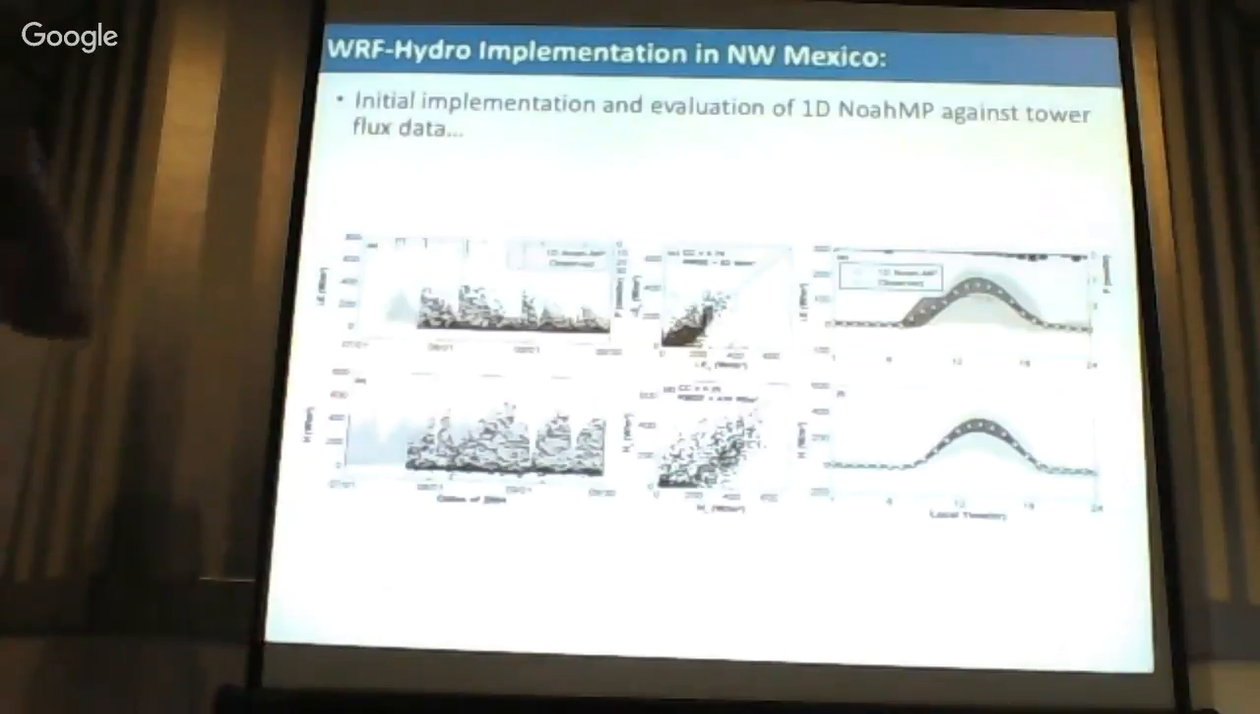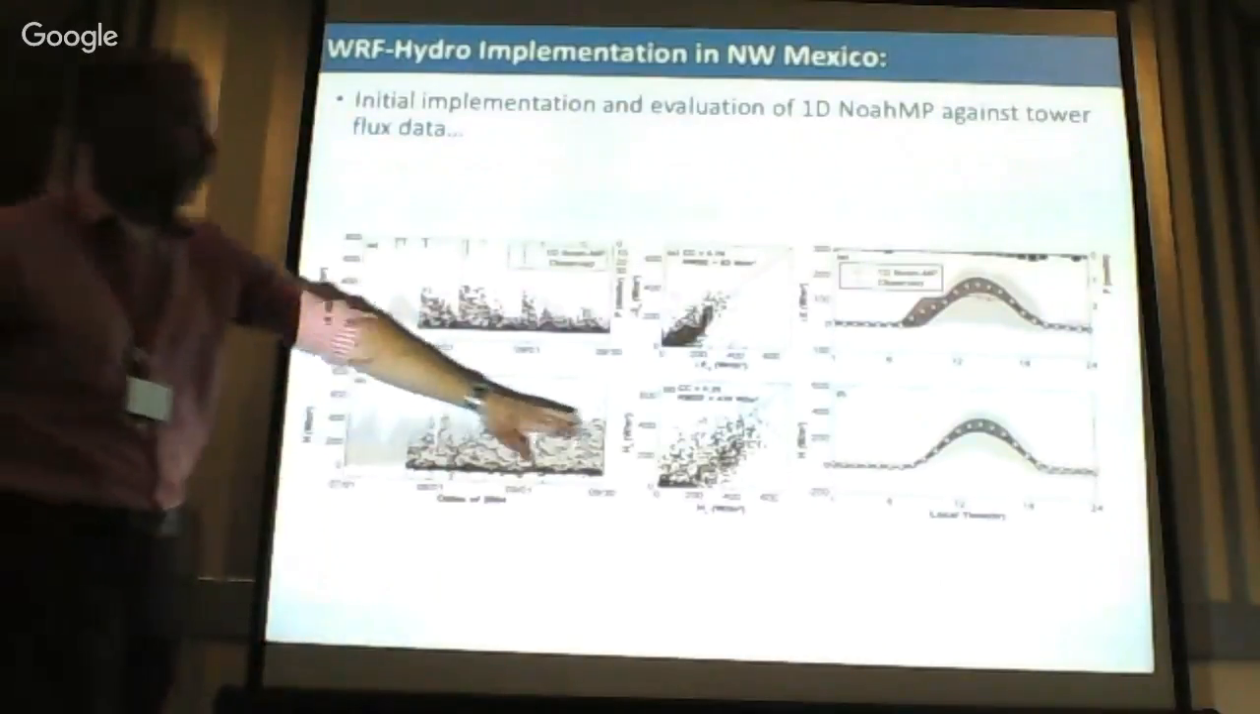What I'm showing here then is just the tower scale, one-dimensional implementation of NOAA-MP. So we're at a tower site, which is fairly flat. And we start with the most simple case of evaluating how the NOAA-MP land surface model is performing at that particular site. We're looking here largely at latent heat flux in this panel, sensible heat flux in this panel, and comparing them with observations. The model's in gray and the observations are in black. This is a whole season worth of data from 2004, so it's a little hard to reference that.